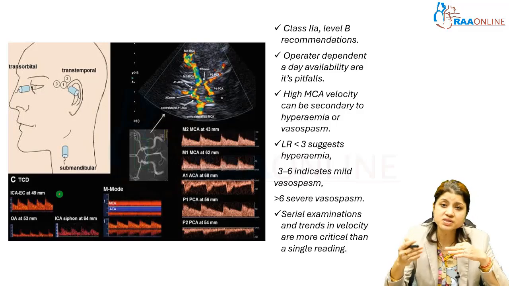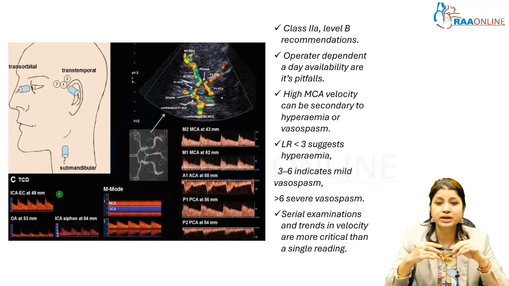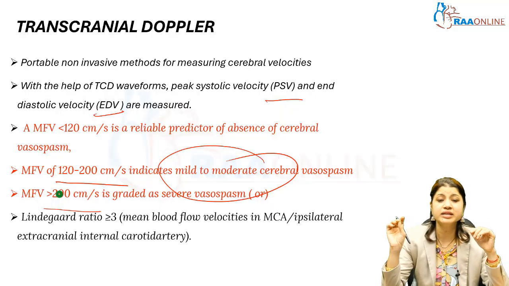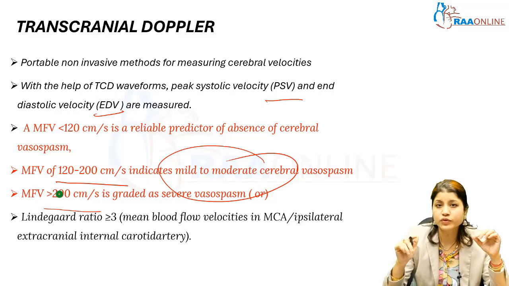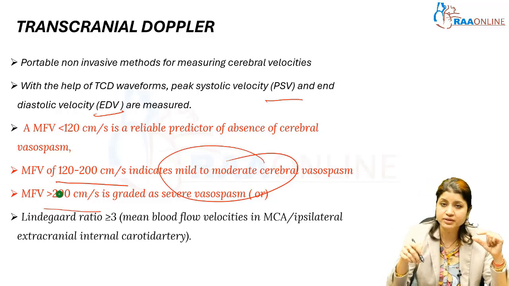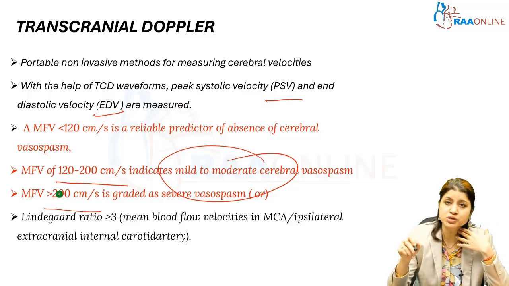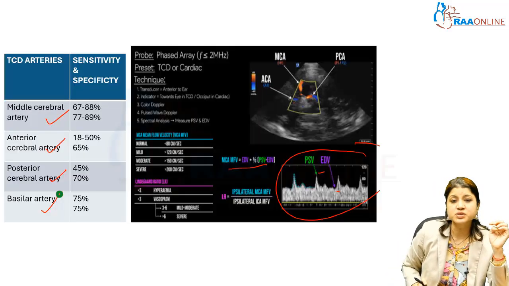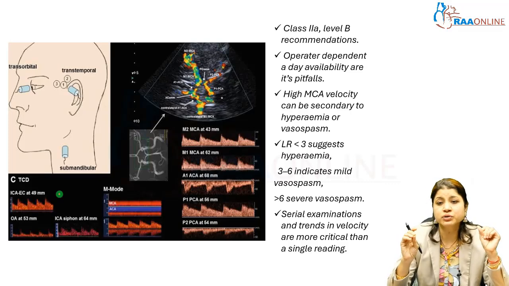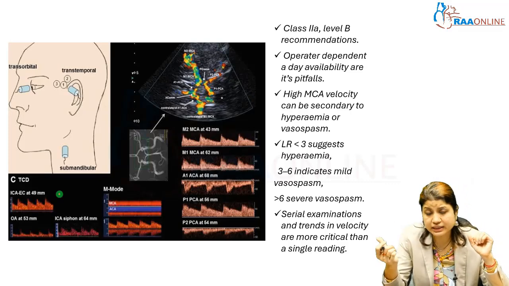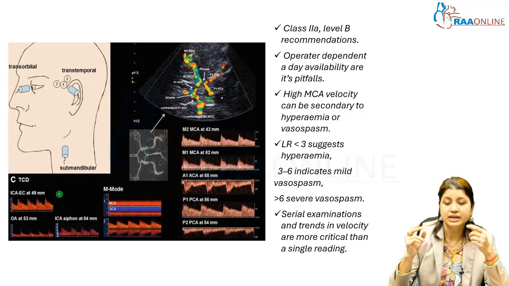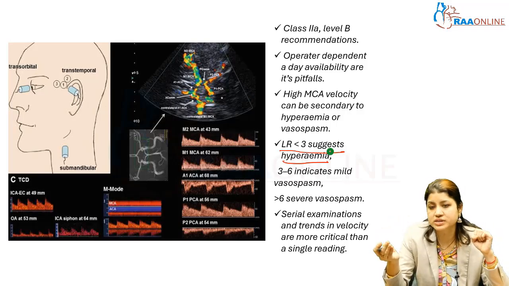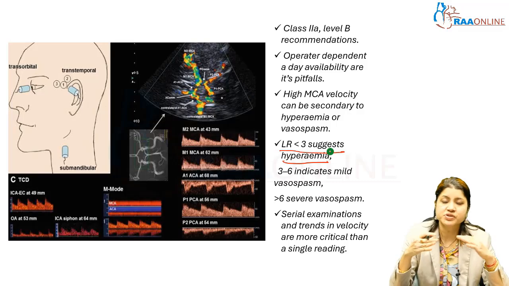So to counter this false positivity, there came to be a ratio called the Lindegaard ratio. As we saw in previous slides, this Lindegaard ratio is nothing but the mean flow velocity in your middle cerebral artery divided by the same side mean flow velocity of your internal carotid artery, that is the extracranial part of your internal carotid artery. So it was postulated that this Lindegaard ratio should be more than 3 for you to diagnose cerebral vasospasm. If the Lindegaard ratio is less than 3, then you can term the increase in your mean flow velocities secondary to your hyperemia.